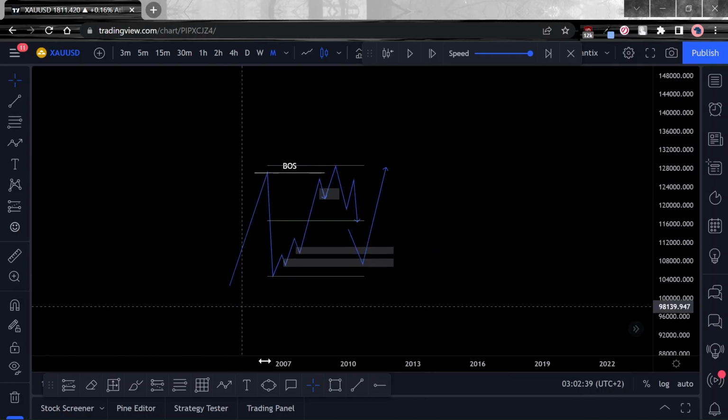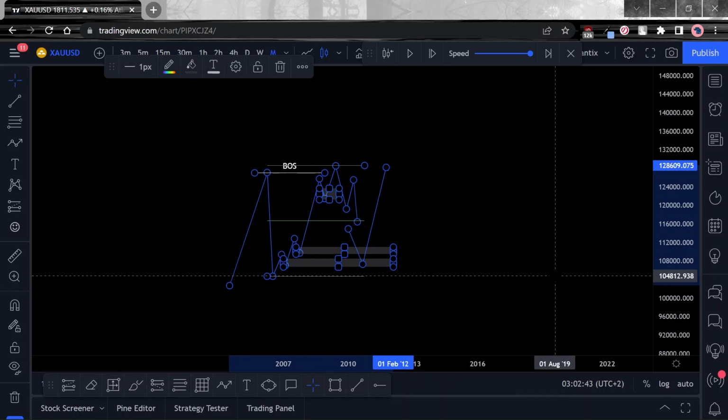Right, so we're going to go through a chart walkthrough in our next video, where we'll be discussing how to apply this to a chart.